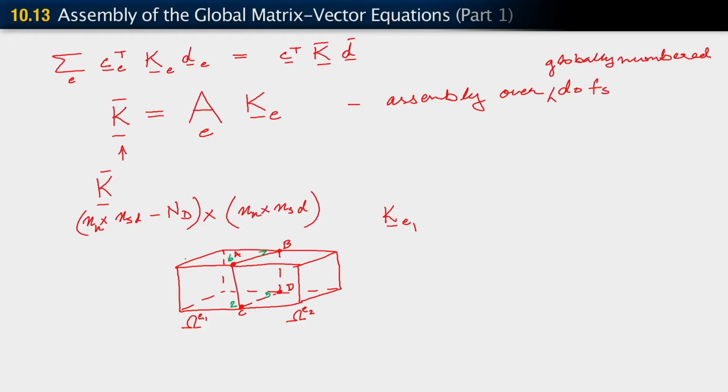Now, for element omega E2, exactly those nodes, suppose that C is local node 1, D is local node 4, global node A would be local node 5 for element E2, and B would be local node 8 for element E2. All right, so with this background, let me try and write out KE1.